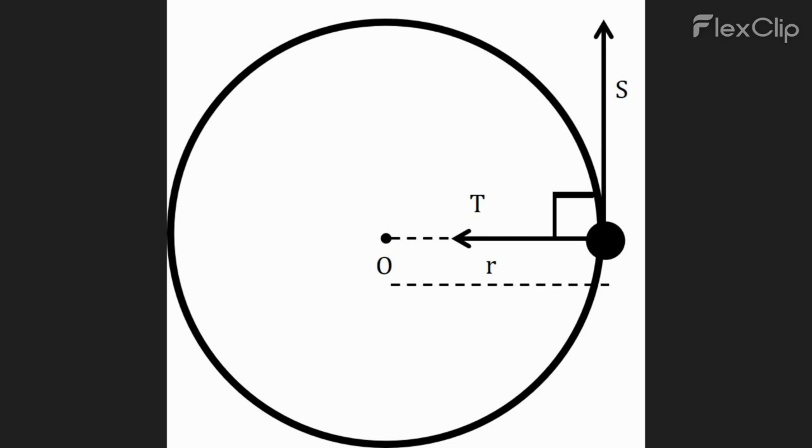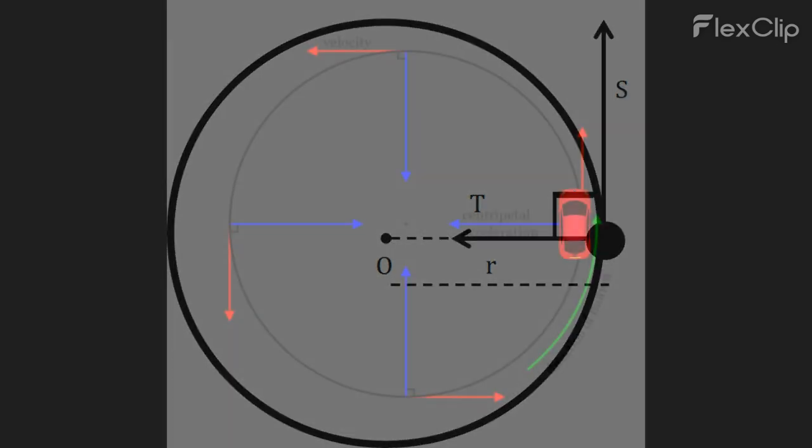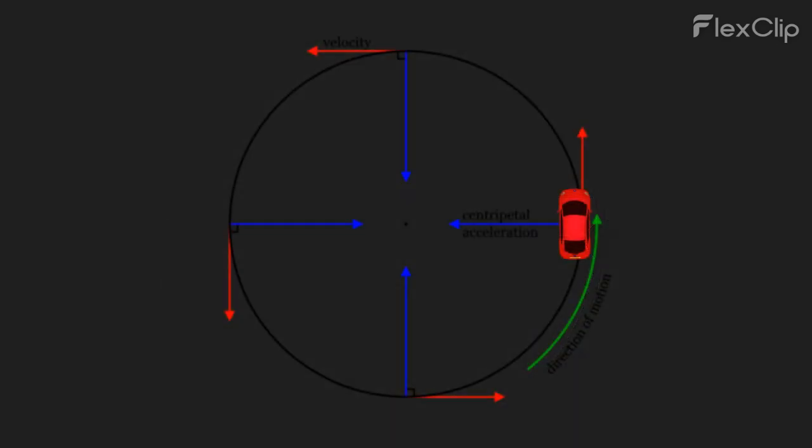Another example would be a car taking a turn on a curved road. The friction between the tires and the road provides the centripetal force that keeps the car moving in the curved path. Without this friction, the car would skid outward.